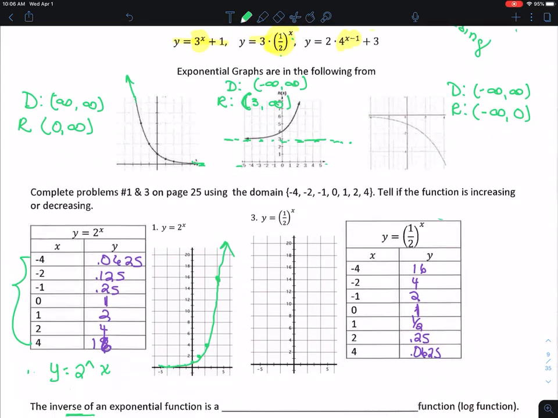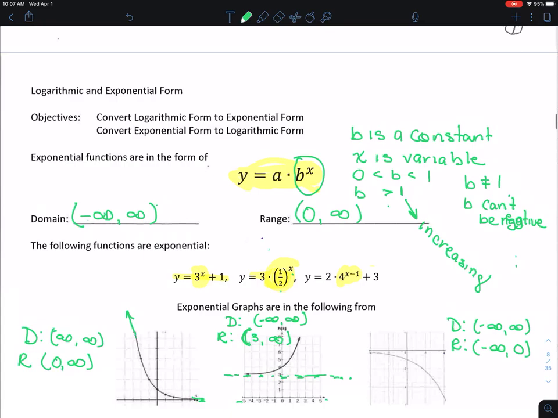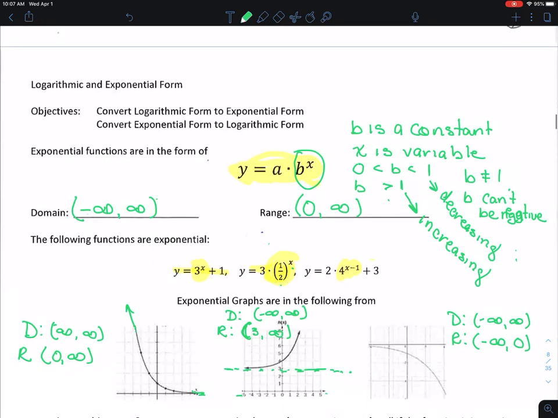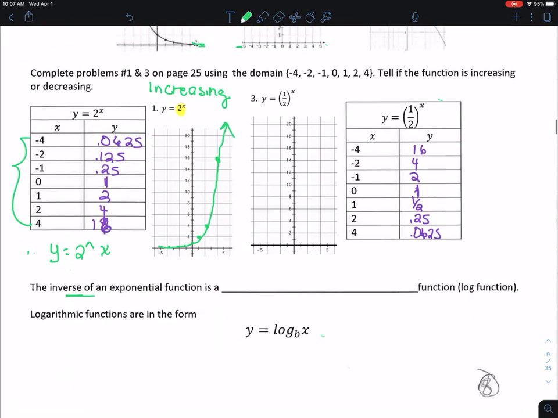So b is 2, so the function is increasing, and we see that as we graph it. So what do you think is going to happen when we have b of 1/2? Well, when b is between 0 and 1, our function is now decreasing. And we'll see that when we graph it using the points.